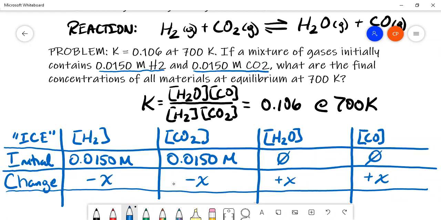I refer to X in this case as the change variable. It represents what's changing on both sides of this chemical equilibrium. It represents the gain of the products in the reaction. It represents the loss of the reactants in the reaction.